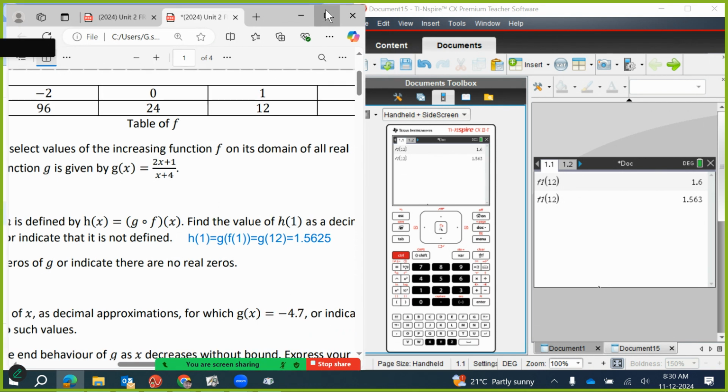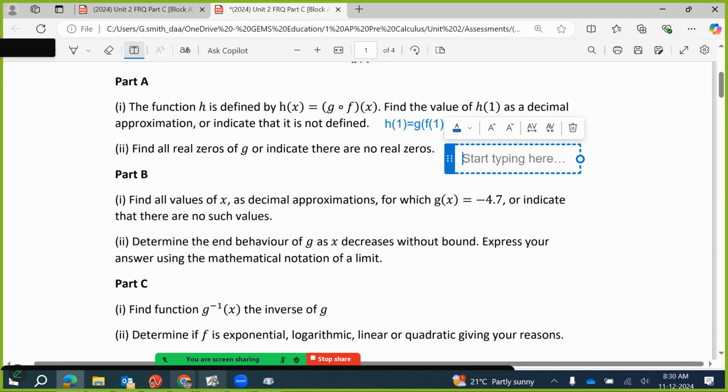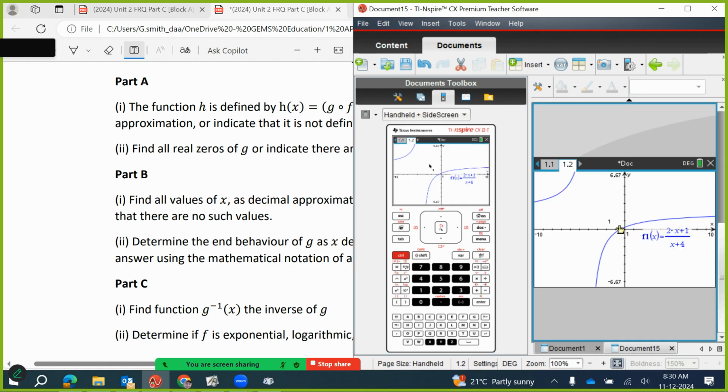Okay, next question. Our next question asks that we find all the real zeros for g, or indicate there are no real zeros. The best way to solve this question is to graph it and look at the graph. If we look at the graph of the function, we can see the shape here. We're heading off to an asymptote there and there. So the function is only crossing here at this one point.